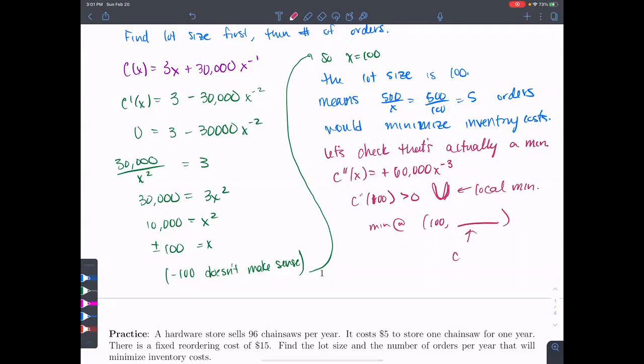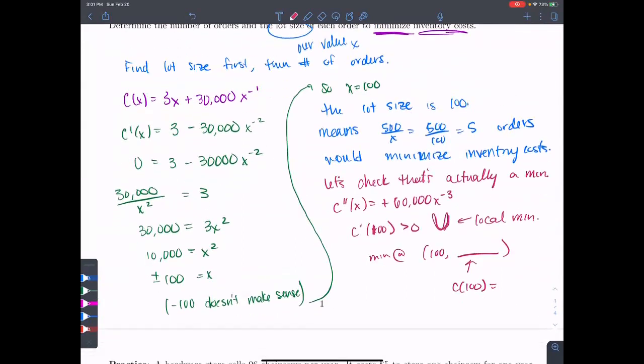This is C of 100, which is $600. So their minimum inventory cost is $600 when they put their lot size at 100 for these desks. Okay.